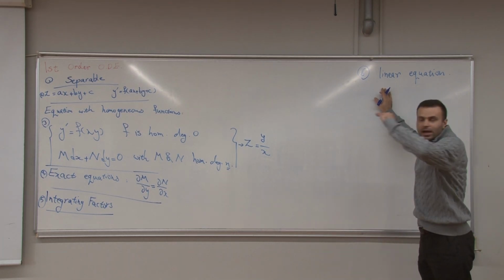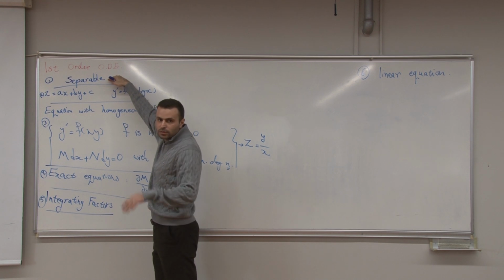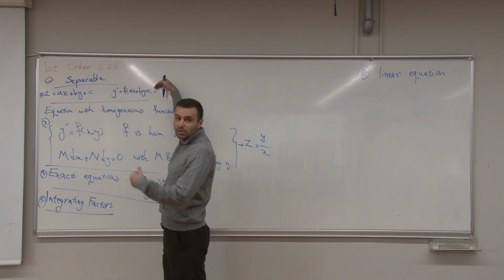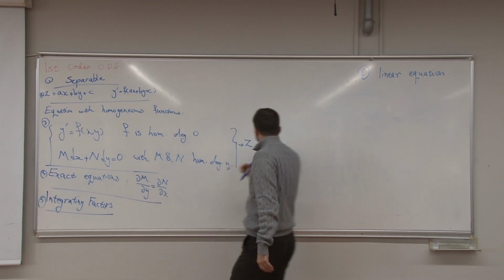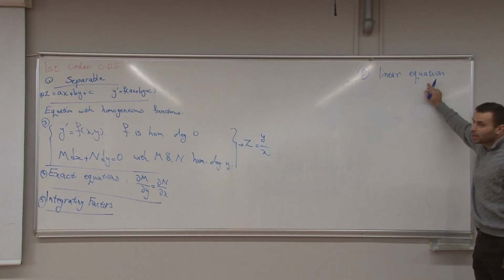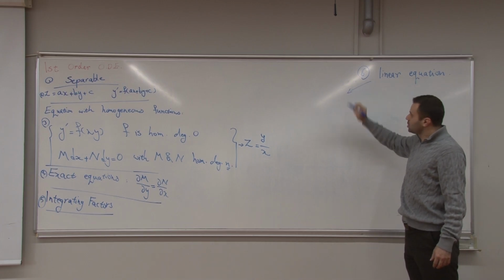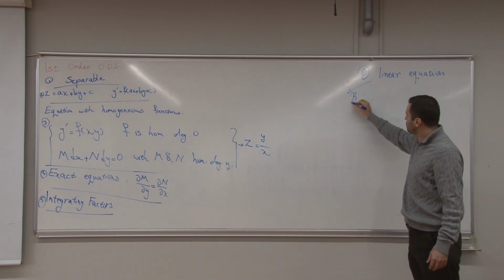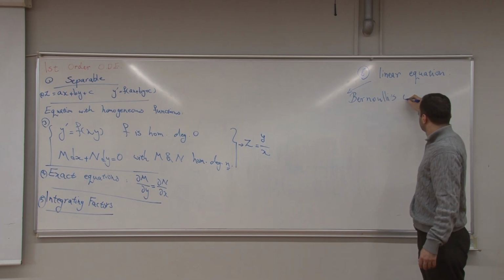Okay. Check this first. If it works, then it's solved. If not, check this. Doesn't work, check this. Doesn't work, check this. Doesn't work, check this. We have a sub-branch here. What was our sub-branch here? Bernoulli equation.